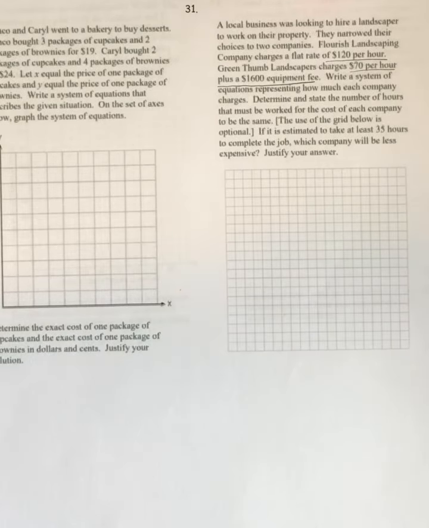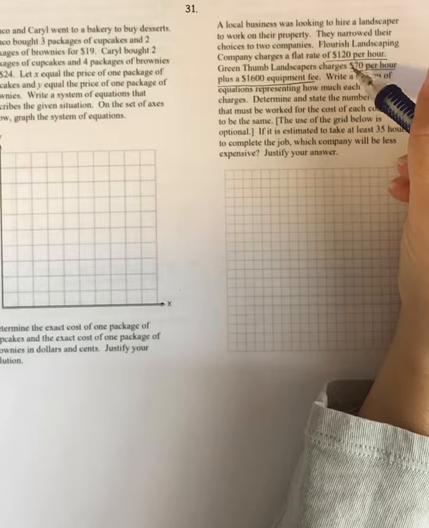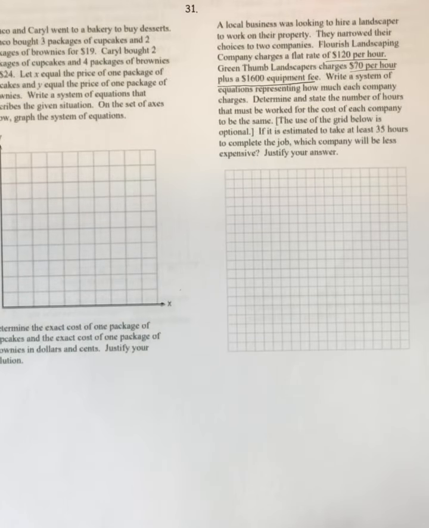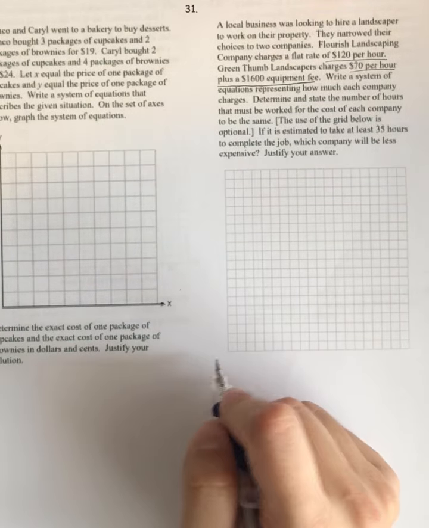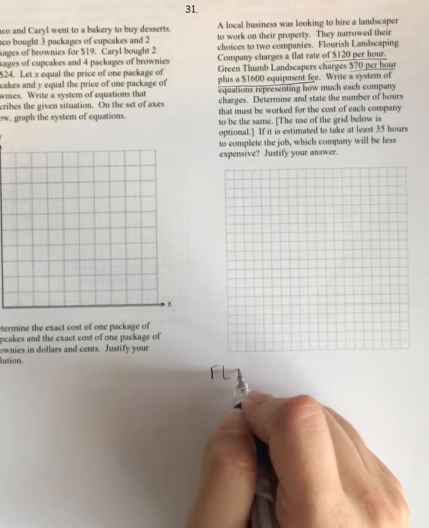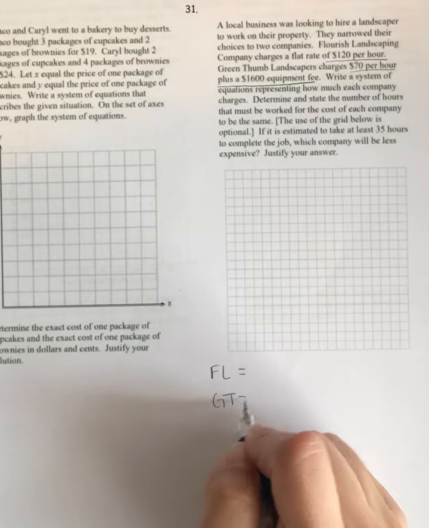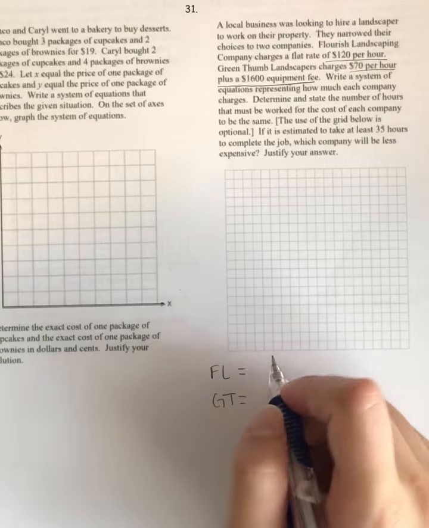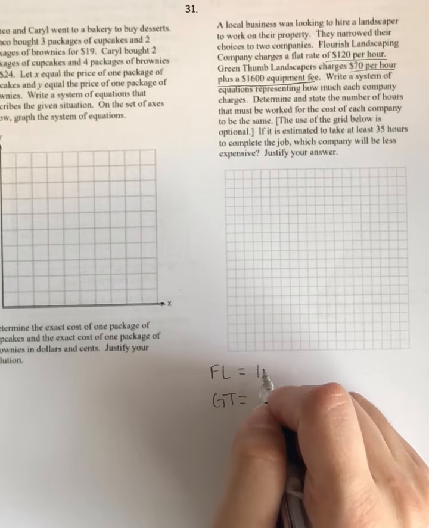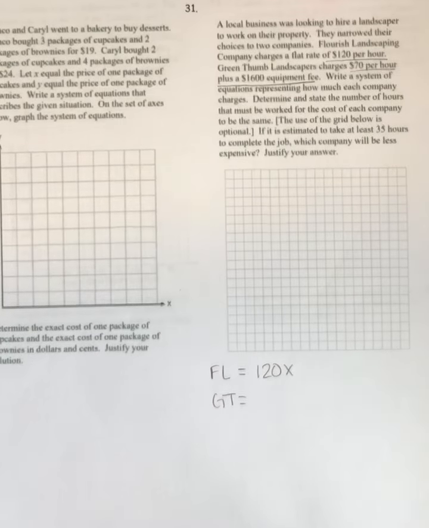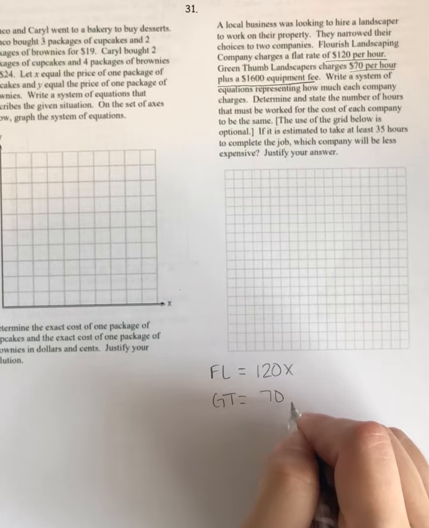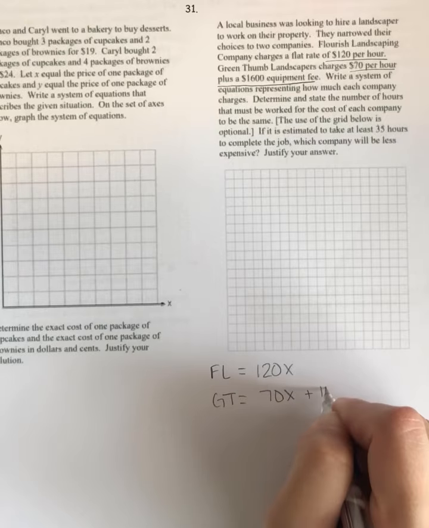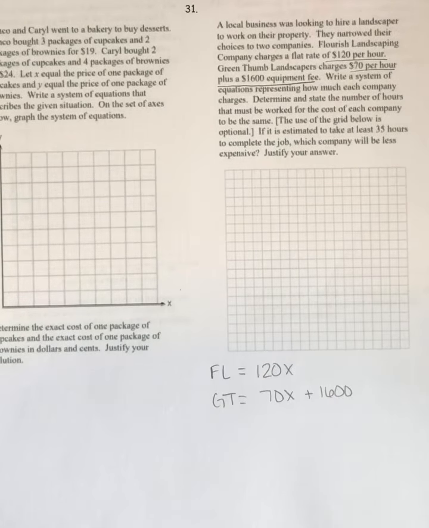So I'm actually not going to graph this one because these numbers are pretty big, so I know I would have to do crazy scales down here. So we're going to do Flourish Landscaping and then Green Thumb. So Flourish Landscaping is charging $120 per hour. So 120 times X, however many hours they work for. Green Thumb is charging $70 per hour, plus they're automatically charging you $1,600 just for bringing their equipment there. So that's our system of equations.